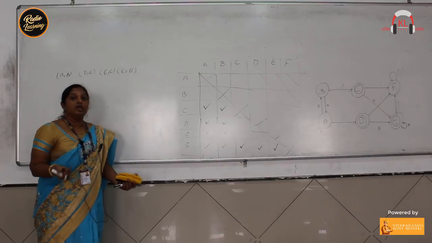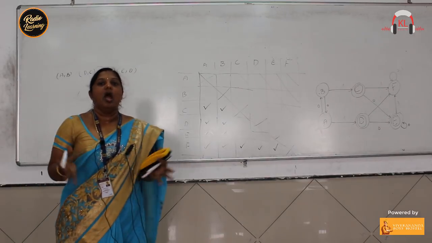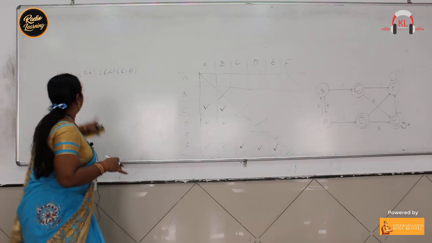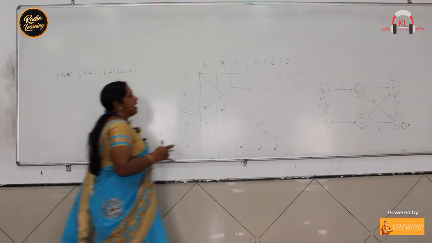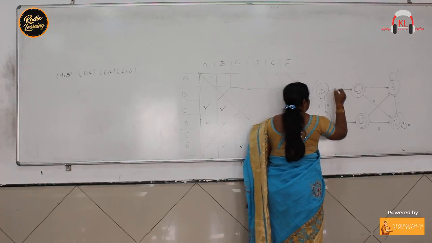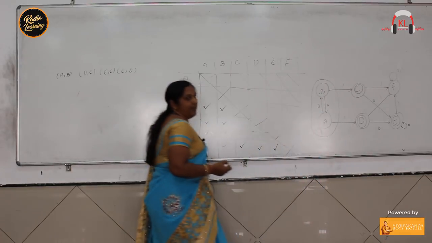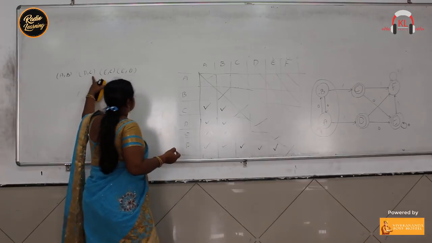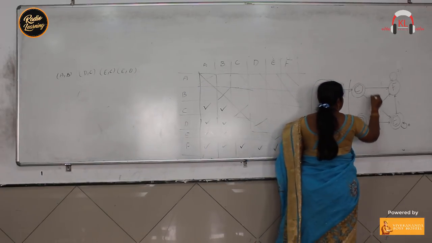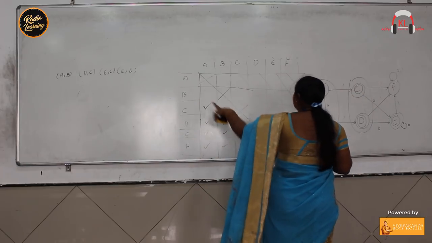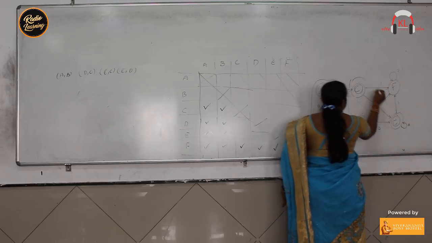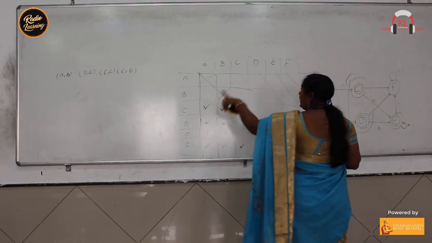Now what I'm doing here is clubbing all these unmarked pairs together. Here, A B: I would like to club this A B as a single state. See this diagram, how I'm clubbing these two, A comma B. Next D comma C, so I'm clubbing these two states D comma C together, and next E comma C, I'm clubbing these two together. Next E comma D.